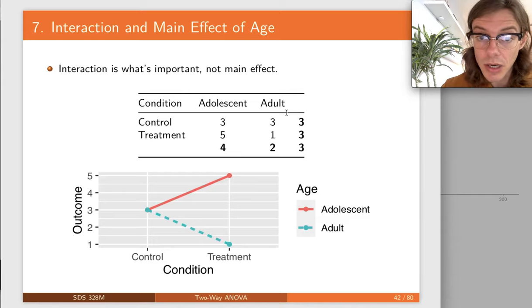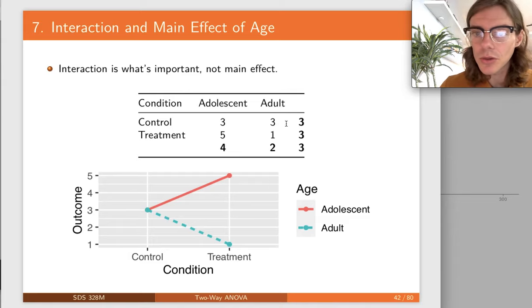What about in the adult column? For adults, you have a 3 in the control group. Getting the treatment takes you down to 1. So this is crazy. This is a drug that's actively hurting adults when you give them the treatment, but it's helping quite a bit the adolescents, right? It's a huge effect.